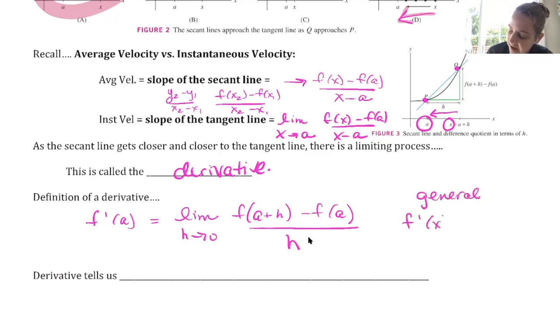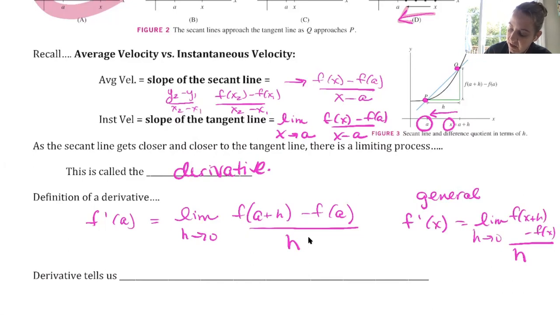So f prime of x is equal to the limit as h approaches 0 of f of x plus h minus f of x, all over h. Now, where does that come from? It's actually the same as the slope formula that we had up above.